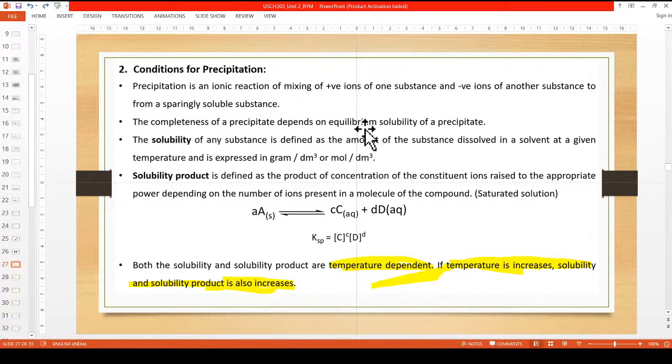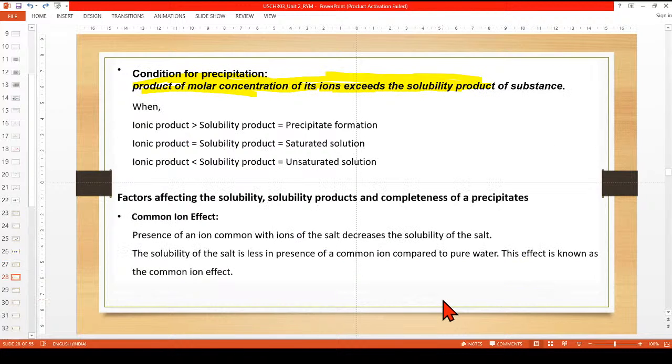Since the basic concept is solubility increases with increase in temperature. This part also we have seen. Then the condition for precipitation is the ionic product exceeds the solubility product. Okay, this is the condition for precipitate.